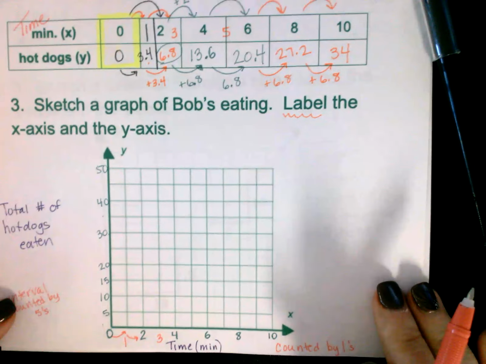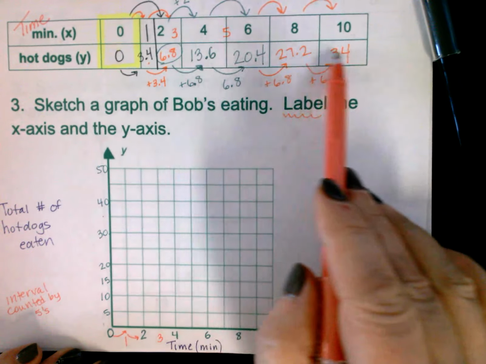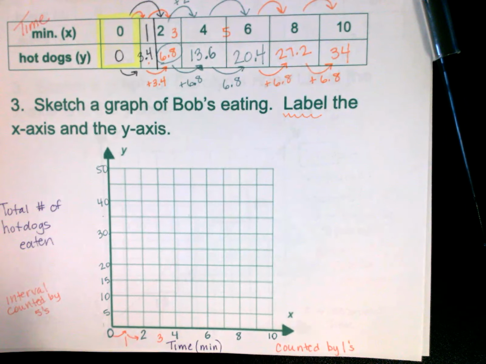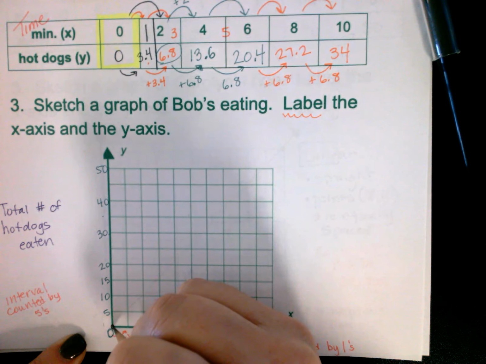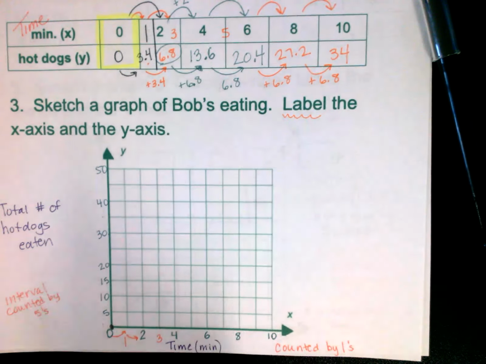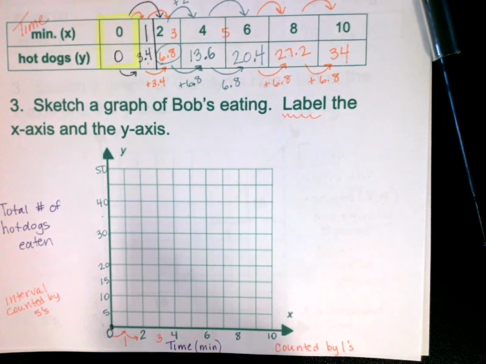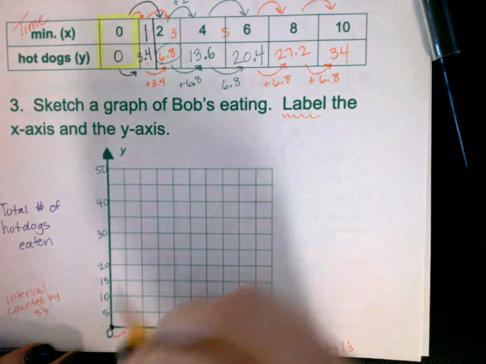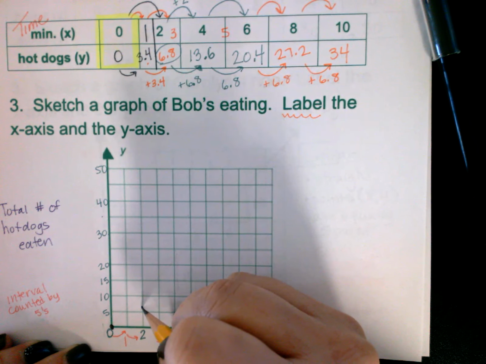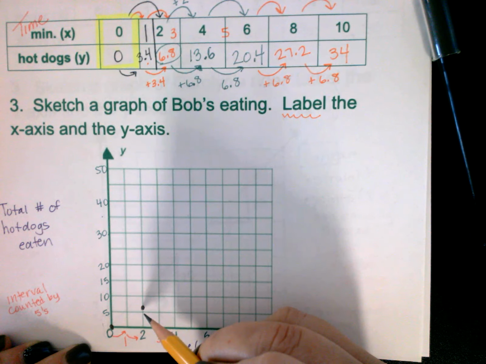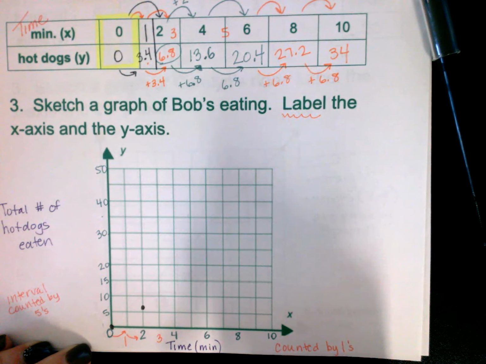Okay. With decimals, when it comes time to graphing, we're just going to have to do our personal best. It's hard to be 100% accurate, but I do know that at the beginning, before the contest, let's say, started, he hadn't eaten any hot dogs. We know that after 2 minutes, he was able to eat 6.8, so that's above the 5, but closer to the 5 than it would be to the 10.